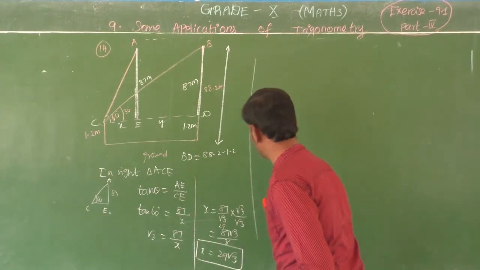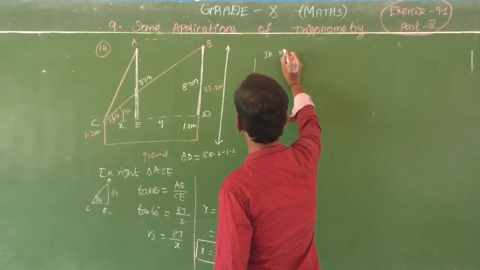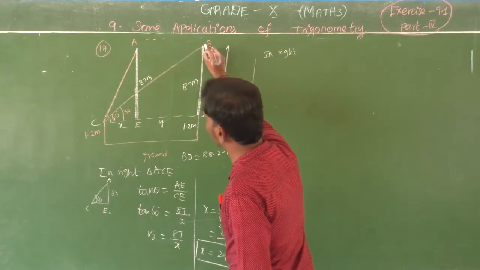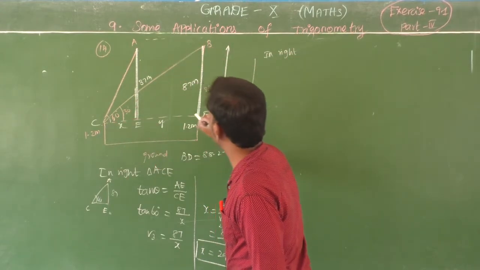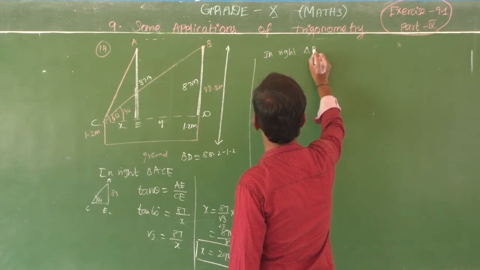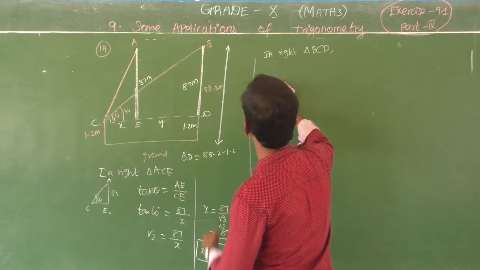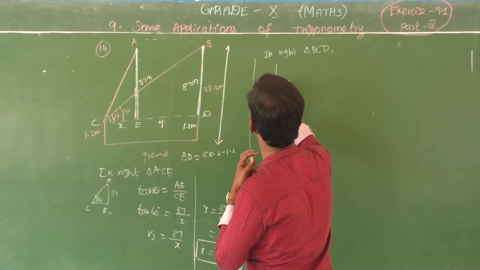And next, I am taking the right triangle BCD. So here, what do we get?